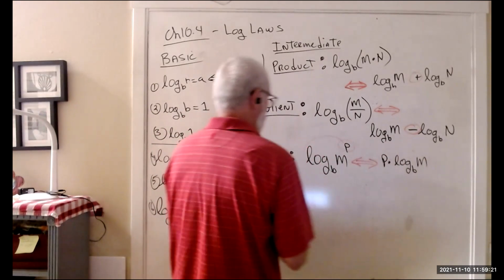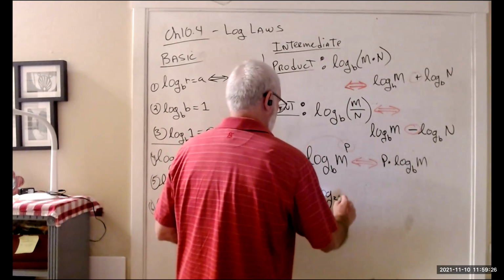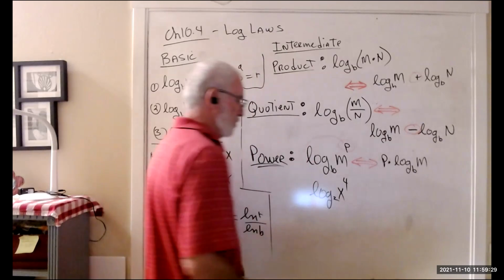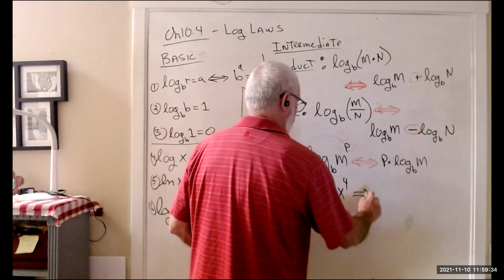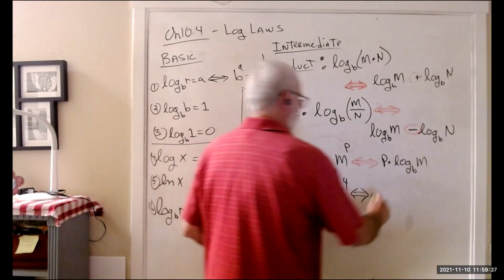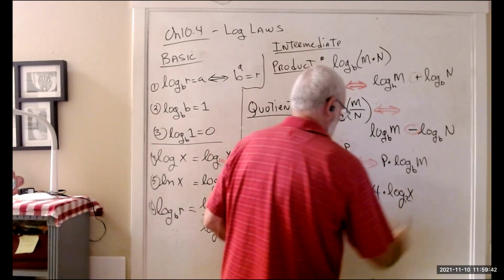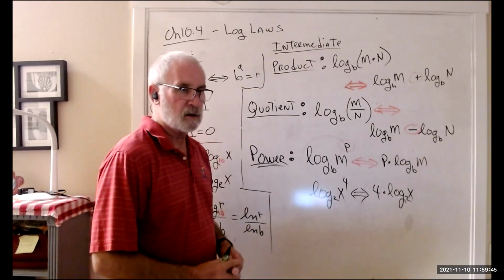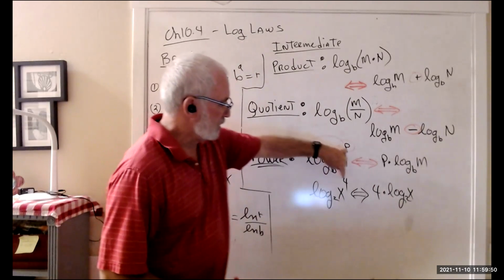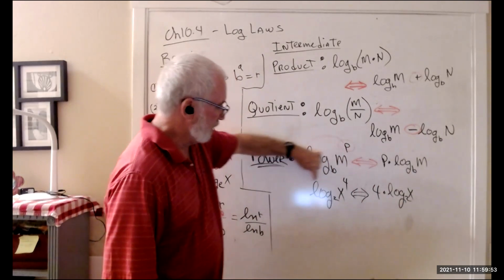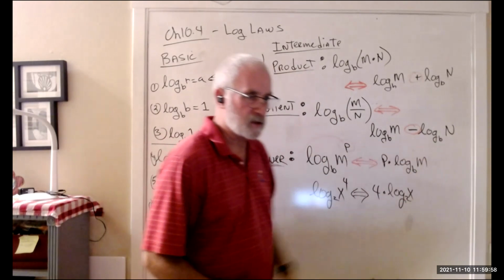Most common one is something like, what if you had log base 2 of x to the 4th power? Well, if it helps you, you can move the power out front, so it's 4 times log base 2 of x. Now, I don't know if that helps you or not, but you're allowed to take this power and move it out in front, like I did here, and have it multiply the rest of the logarithm.